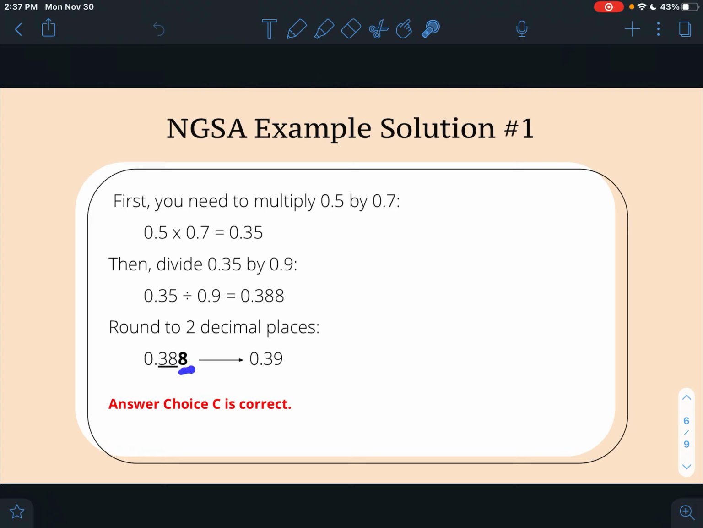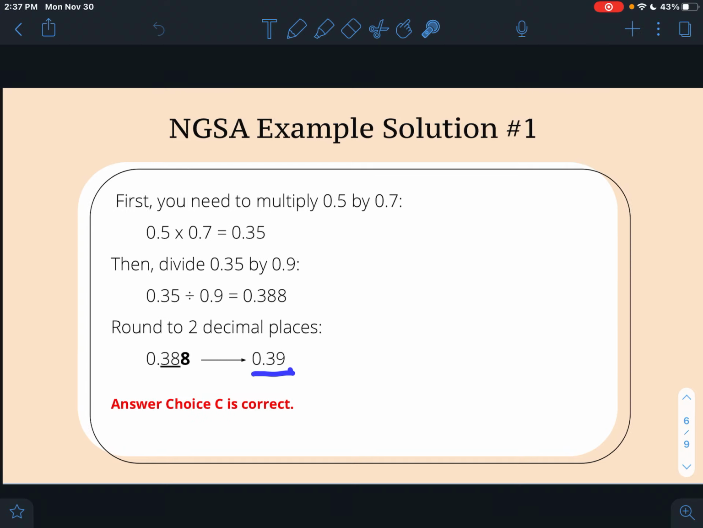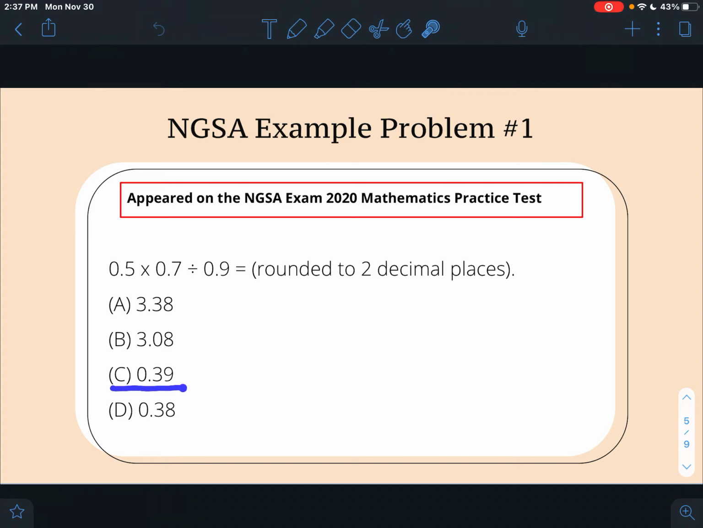And the digit to the right of the rounding digit is also 8. Since 8 is greater than 5, we need to add 1 to the rounding digit, which is this one, which becomes 9. Then we drop all the digits after this rounding digit. So we drop this 8, so that you get the answer 0.39. And so if we look back, 0.39, answer choice C is correct.